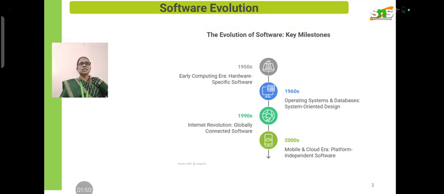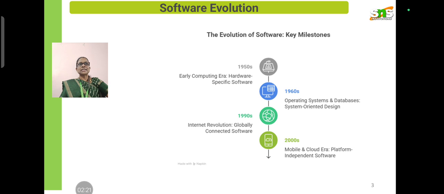Next is the software evolution. So this slide represents the historical evolution of software by highlighting major milestones across different decades. It shows how the software has transformed from hardware dependent programs to flexible platform independent systems. In the early 1950s, the early computing era, in the initial stage of computing, software was tightly coupled with the hardware. Programs were written specifically for individual machines using low level languages like machine code and assembly language.